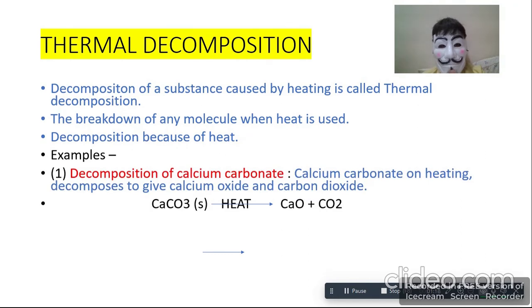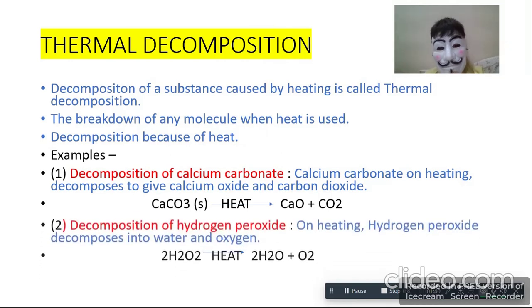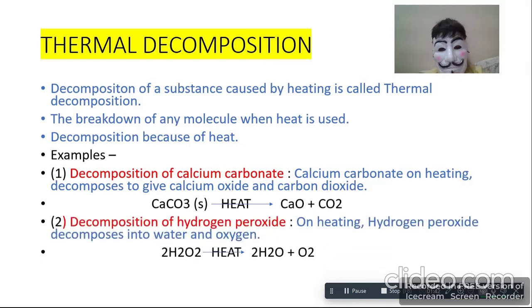Now let's see the example: decomposition of calcium carbonate. Calcium carbonate on heating decomposes to give calcium oxide and carbon dioxide. Carbon dioxide we know is CO2, and calcium carbonate is CaCO3, which when heated becomes calcium oxide plus carbon dioxide, CaO plus CO2.